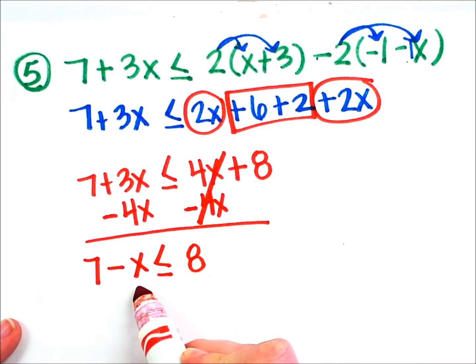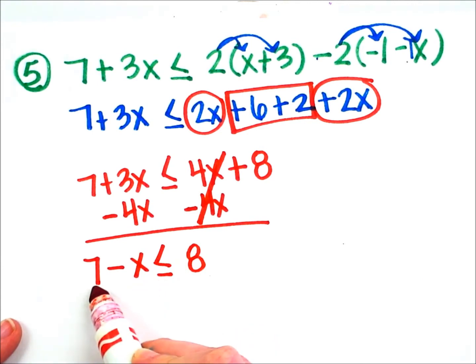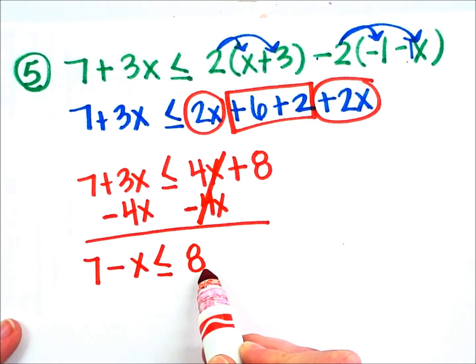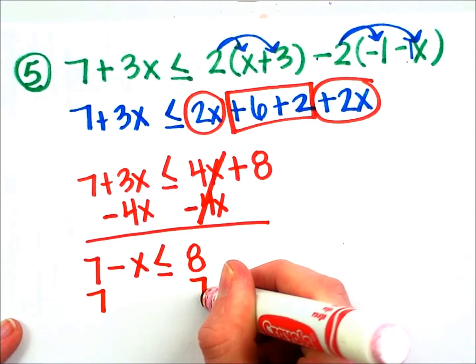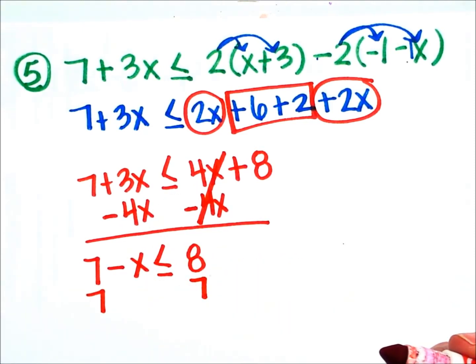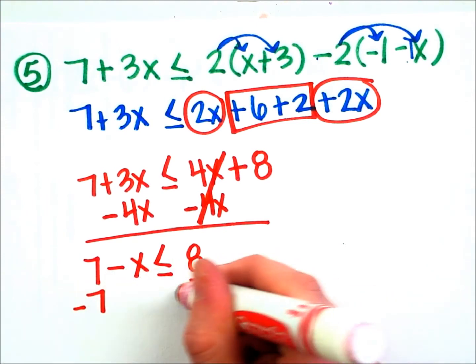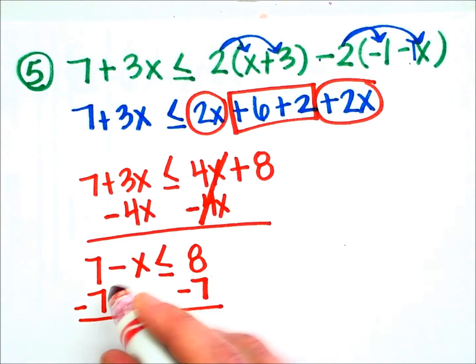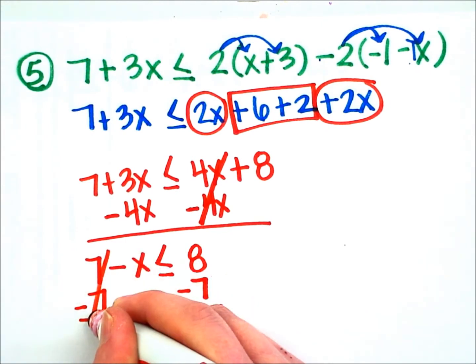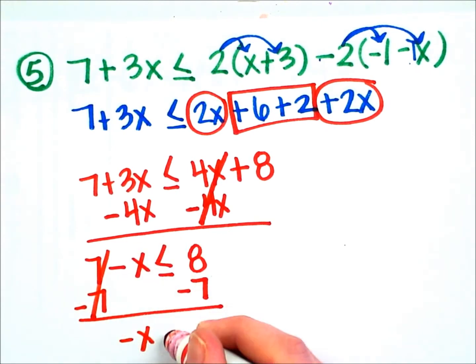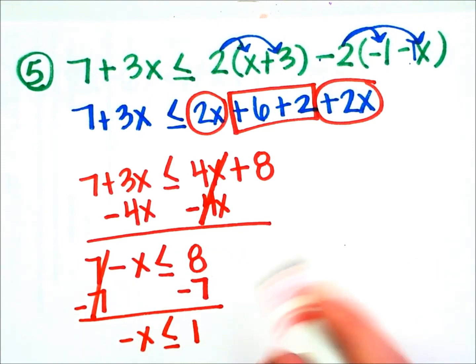Now that the variables are on the left, the constants, which in this case are 7 and 8, need to be moved to the right. Again, when you are moving a number or variables, you're either adding or subtracting it from both sides. Here I'm going to subtract 7 on both sides because 7 minus 7 makes 0. This leaves me with negative x less than or equal to 1.